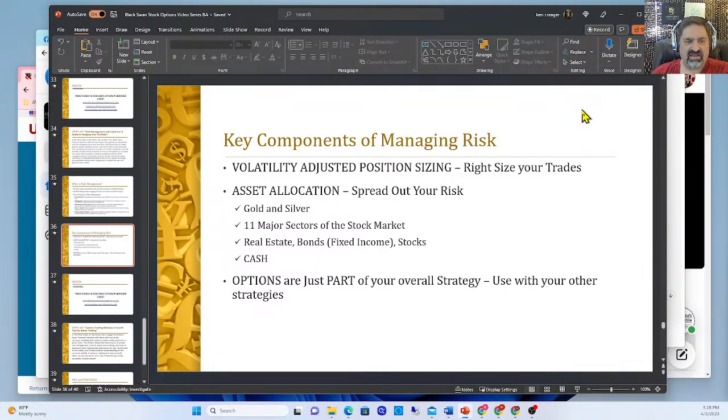Asset allocation, another big one, is spreading across different sectors and different types of investments. Do you have real estate? Do you own a house? You can't manage your portfolio and your trading in a vacuum. You've got to look at your overall situation.